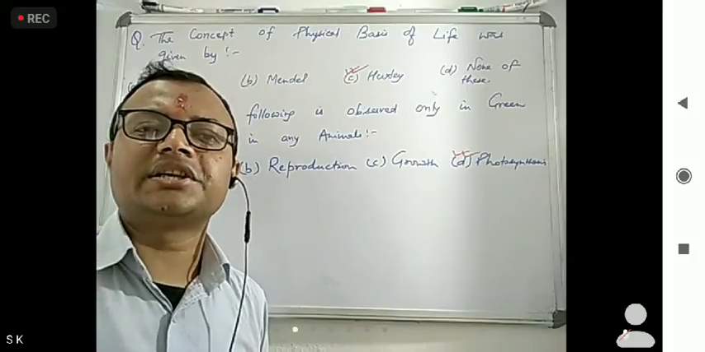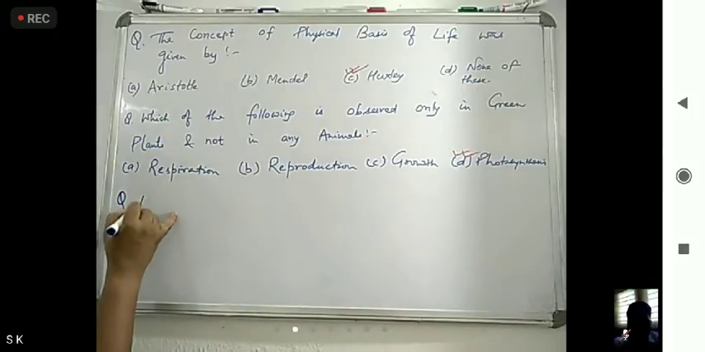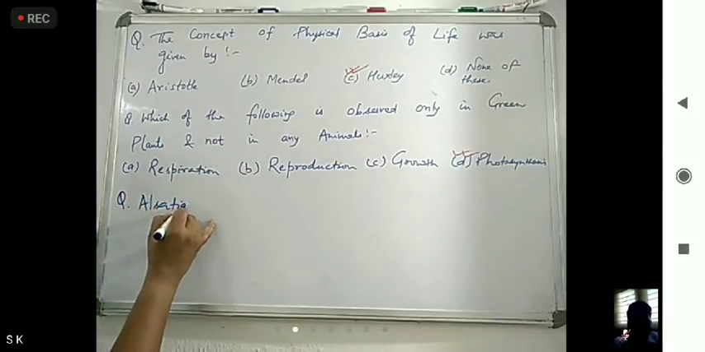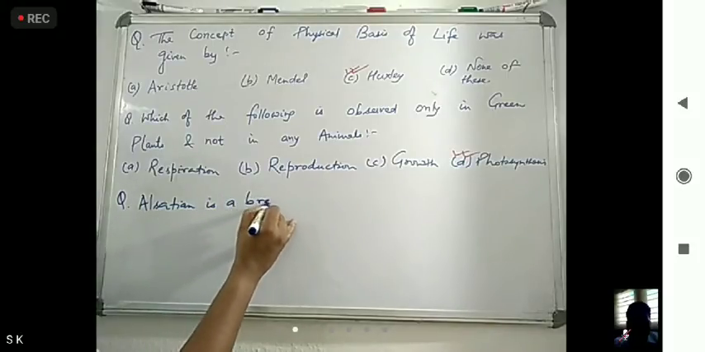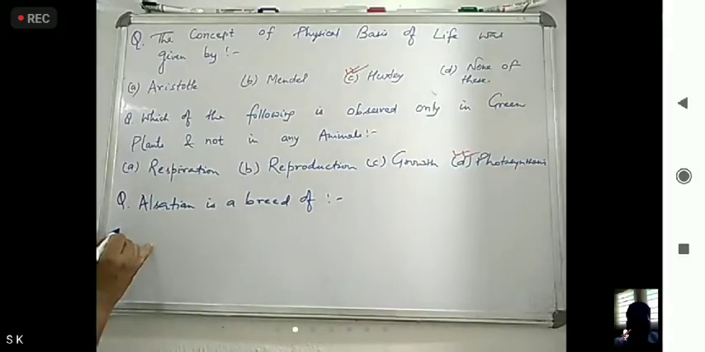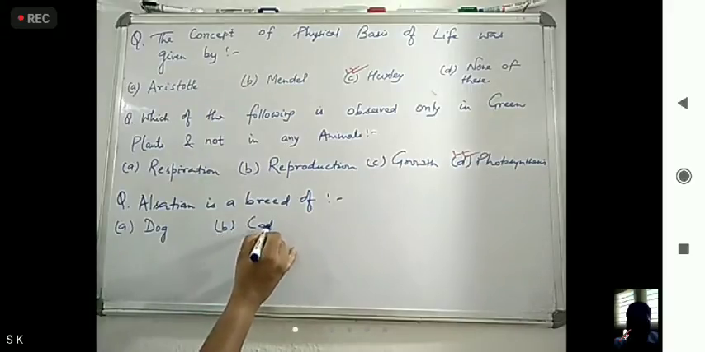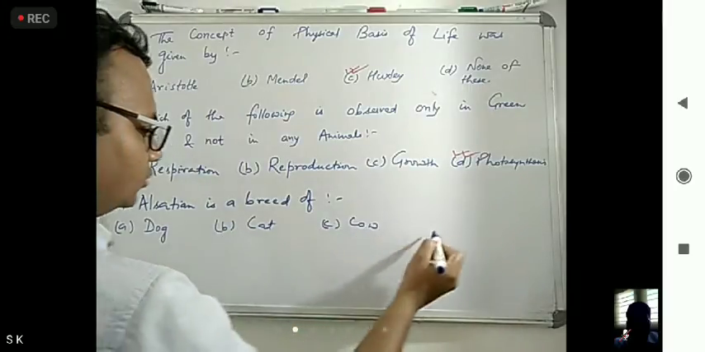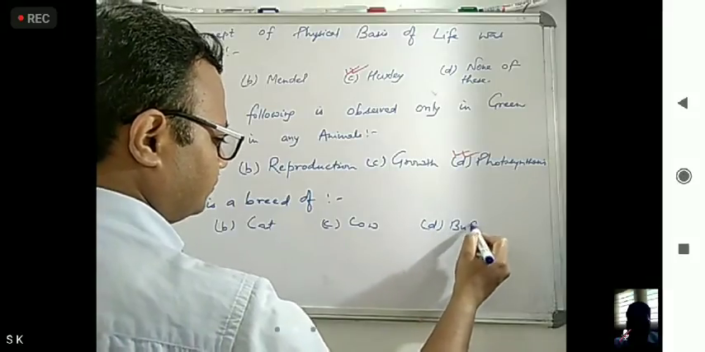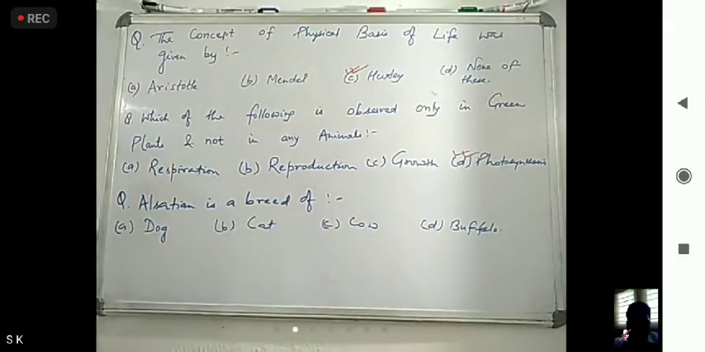Okay. Now, next question is there. Alsatian is a breed of. Now options are there. Dog, cat, cow, buffalo. Okay. So you know that it is what? Alsatian. It is dog.